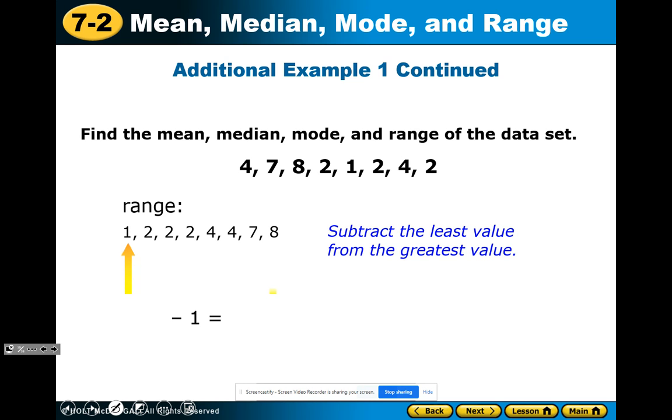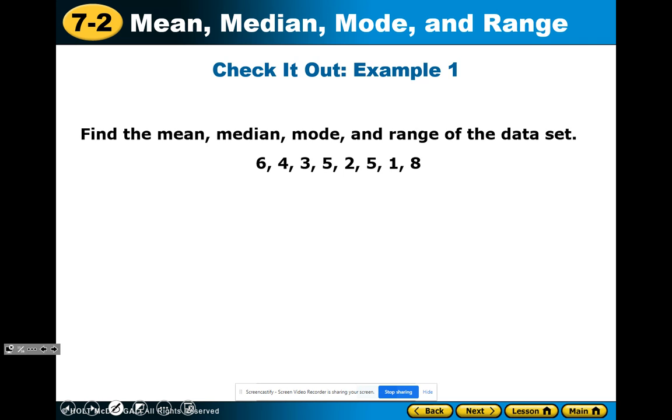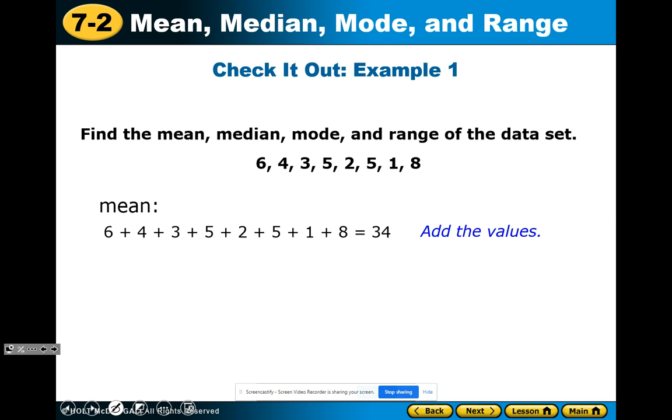Now, the other thing we gotta do is we gotta do it with that. So, let's go through this real quickly. How many numbers are there up here? 8. So, when we do the mean, we add them together and we divide by 8. So, mean, add them together, divide by 8, and we get, okay, our 4.25.